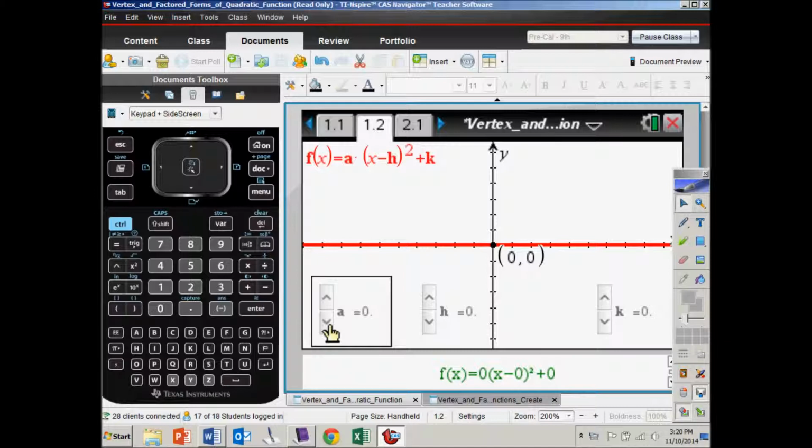Undefined? It's not undefined. Zero. Value? Zero? No. It's a horizontal line. It's a horizontal line, guys. It's not a trick question.